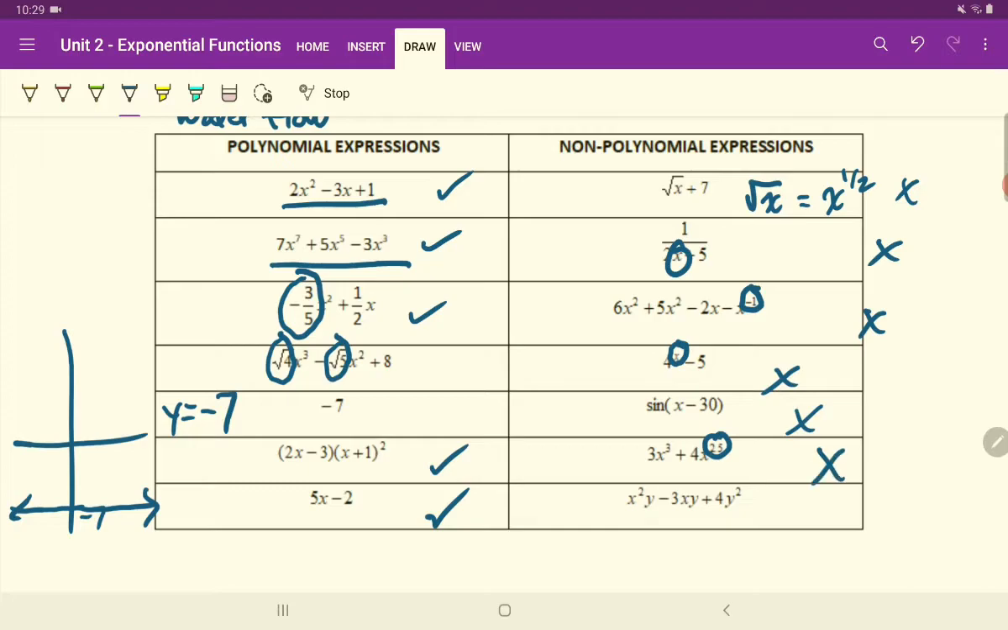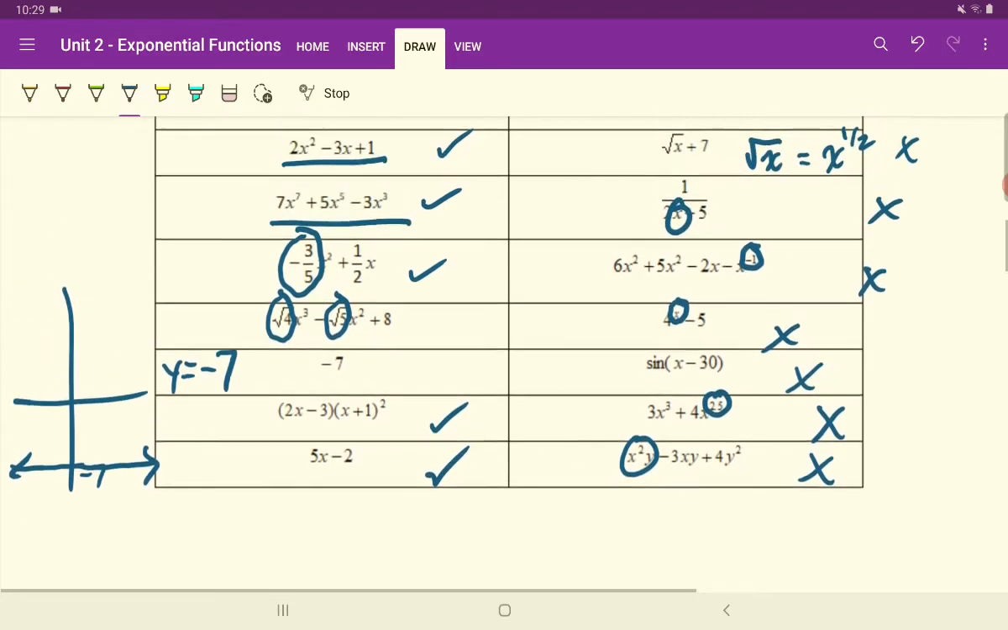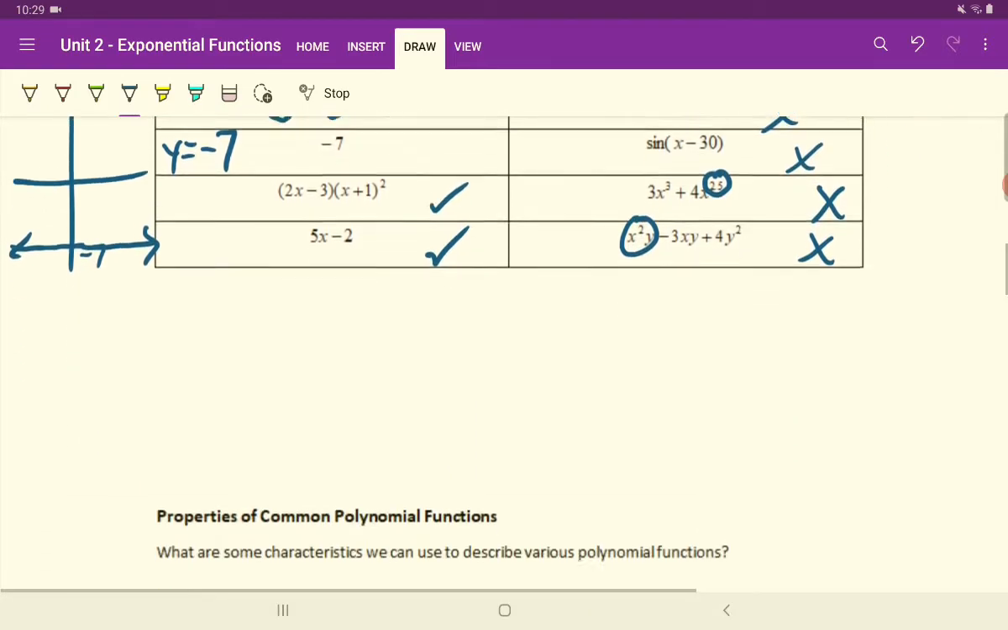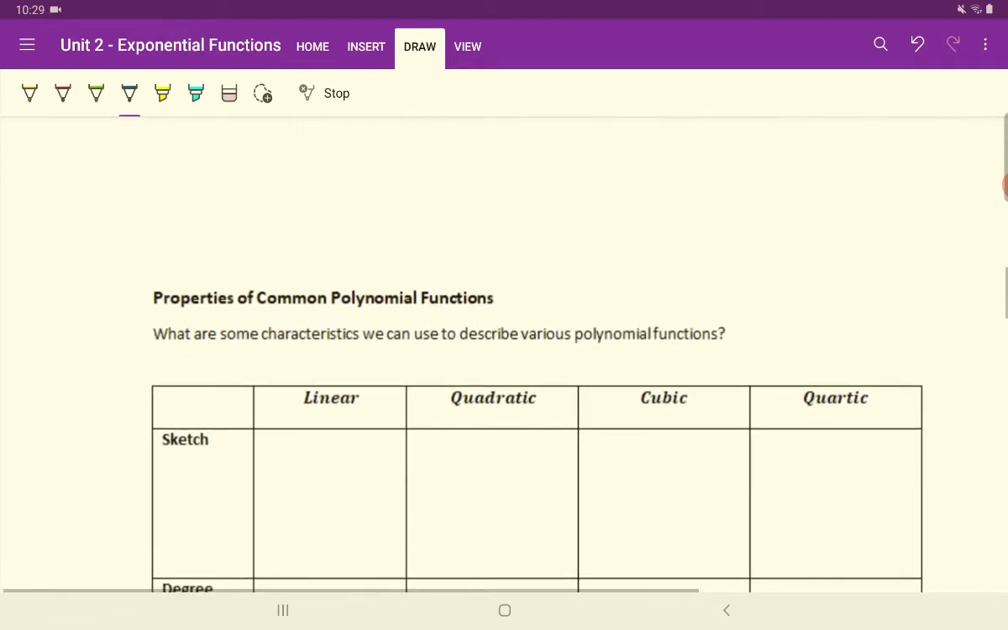Okay, and here we have multiple variables in the same term. Multiple variables in the same term also make it not a polynomial function. Okay, all right, let's move on. Be prepared to be able to identify between the two of them, because they're great little short answer questions, multiple choice or true and false questions. So be prepared for that.